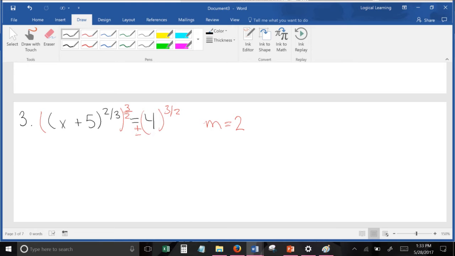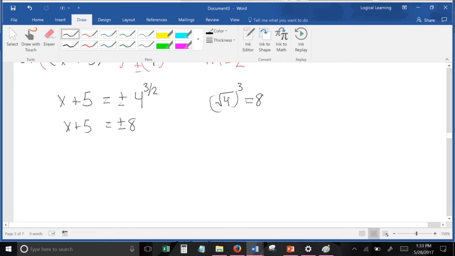So on the left side, the 2/3 and the 3/2 are going to cancel out, and we're going to get x plus 5 equals plus or minus 4 to the 3/2. Well, remember, this is like the square root of 4 cubed. Well, the square root of 4 is 2, and 2 cubed is 8. So that's giving us x plus 5 equals plus or minus 8.